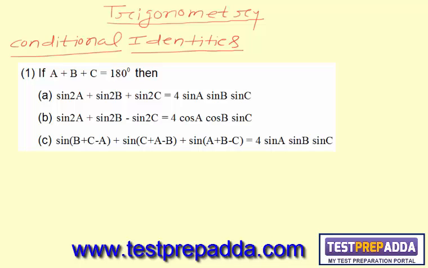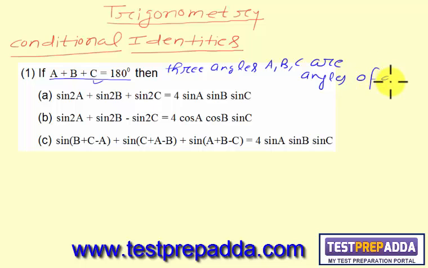Now let me tell you, first of all, in the exam they may give you A plus B plus C is equal to 180 degrees, or in place of this they may say A, B, C are three angles of a triangle, instead of saying A plus B plus C is equal to 180 degrees.